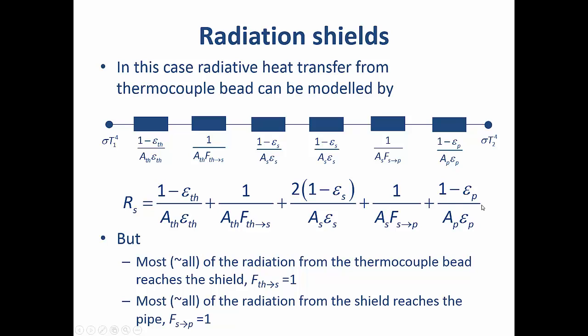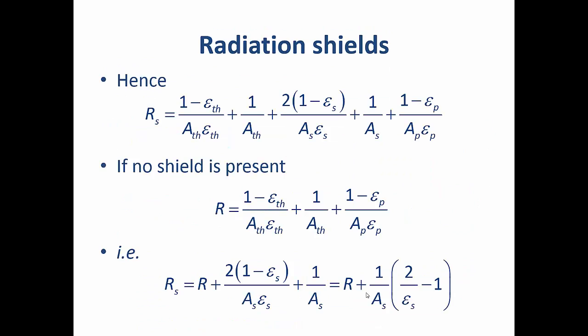So this is the sum of those resistances, and to simplify this a bit further, we can note the fact that most, or essentially all, of the radiation from the thermocouple bead should reach the shield, assuming the shield is actually really shielding the thermocouple. And secondly, most of the radiation from that shield should then reach the pipe. So in other words, we can set the shape factor going from the thermocouple to the shield equal to 1, and the shape factor going from the shield to the pipe equal to 1. The one other thing just to note in this equation, of course, is this factor of 2 arises simply because these two resistances are identical. Taking into account the shape factors being equal to 1, I can simplify the equation slightly as shown here.